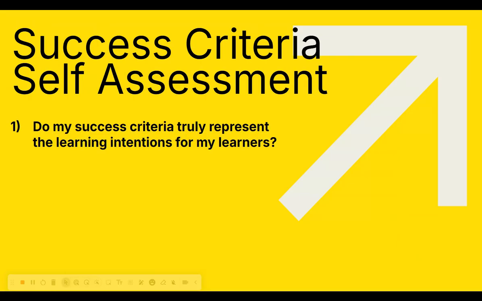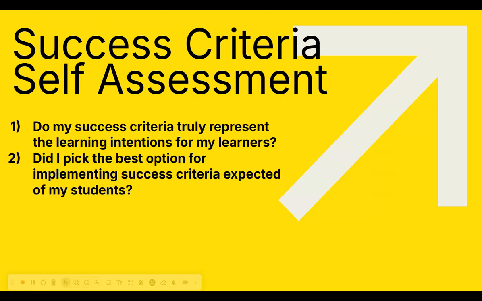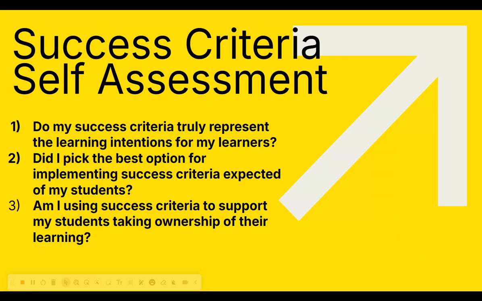We know that if you're doing a self-assessment, when you create this success criteria, you should be able to answer a few questions like, do my success criteria truly represent the learning intentions for my learners? And did I pick the best option for implementing success criteria expected of my students? And lastly, am I using success criteria to support my students taking ownership of their learning? That is the huge part, is that transition of taking ownership. And we also call that agency, and we'll get to that later in our video.